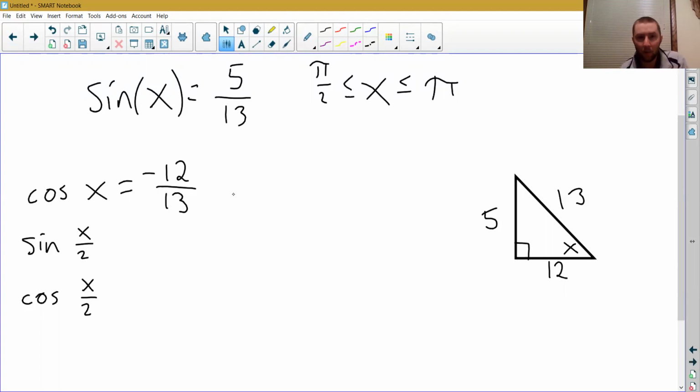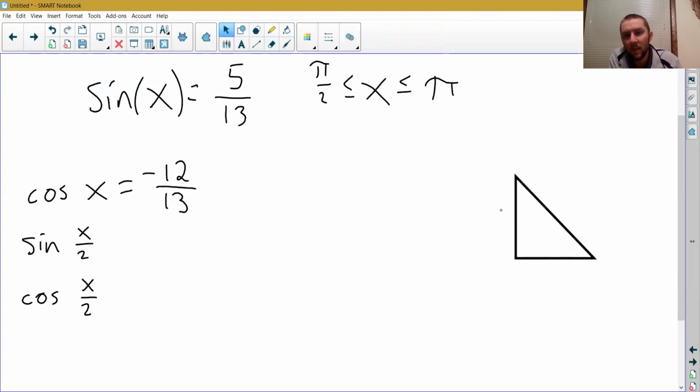Okay, so I've now found the sine and the cosine. The sine value is no longer particularly relevant to me because both the sine and cosine half angle formulas are based on cosine of x. So I don't really need this anymore, so I'm going to get rid of this. And I'm going to start thinking about what happens when I take this angle x and divide it by 2.